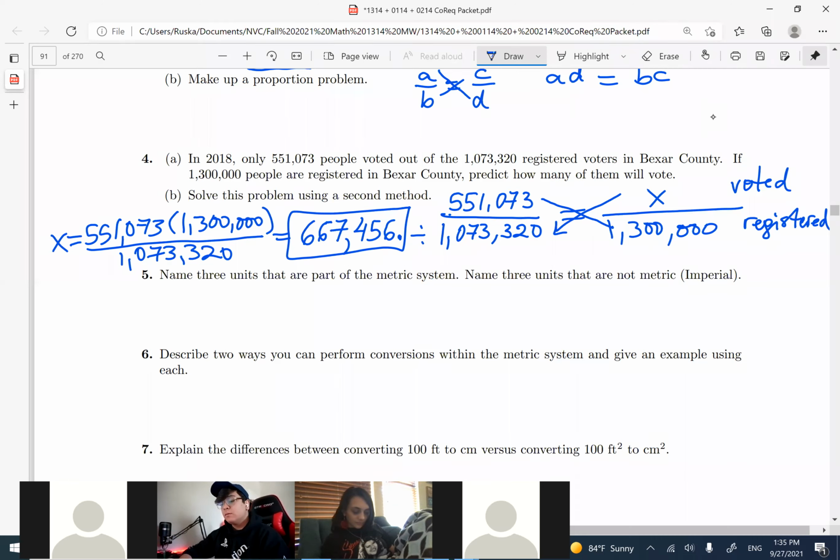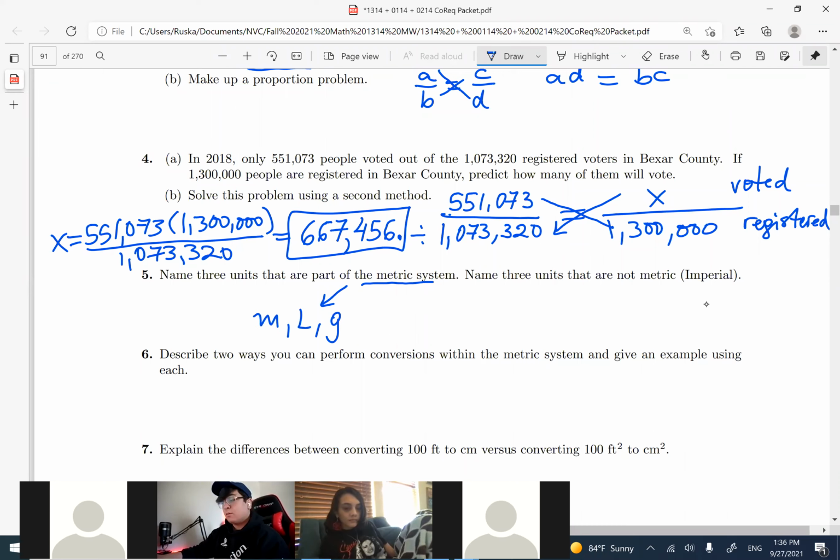Do you guys remember this? What is it? Meter, liter, gram. Okay, good job. Meter, liter, and gram. And give me 3 imperial units. Foot, gallon, and pound. Good job. Foot, gallon, and what else? Pound. Right, LB. Okay, everybody good with that?